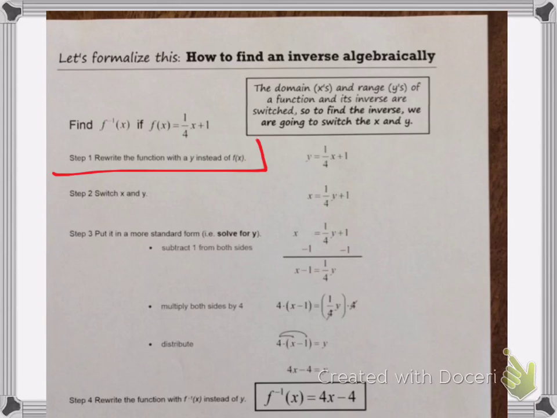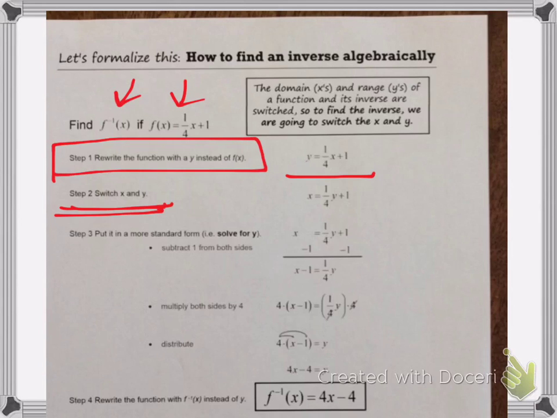Okay, step 1 says rewrite the function with a y instead of an f of x. So this one says find the inverse function if f of x is this. What we did was rewrite it with a y instead of an f of x. Step 2 is to switch the x and the y. So this was the y, it becomes the x. This was the x, it becomes the y. And then the last step is to solve for y, or put it back into standard form. So they took this equation here, or function, and they solved it for y.